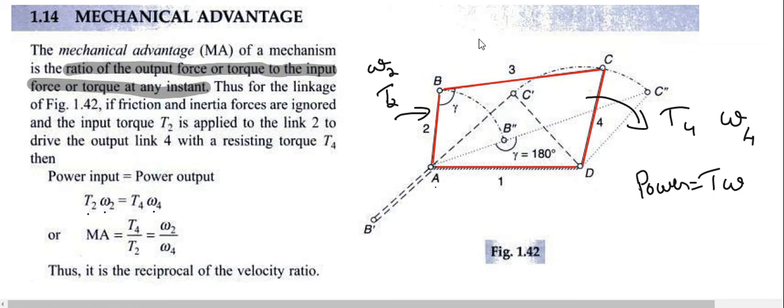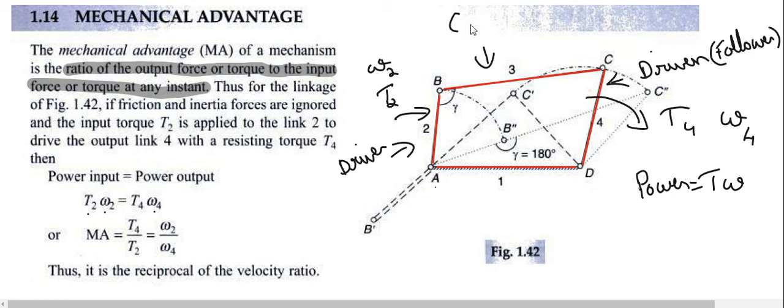I think you remember, if this is the driver link, this will be the driven link or follower. We call it follower also, follower link. And this is called the coupler link and this is the grounded link. Grounded link is also known as fixed link. Okay, so driver is 2. So input is given to the driver and follower is the one that transmits that power to the other link or other mechanism or other point.